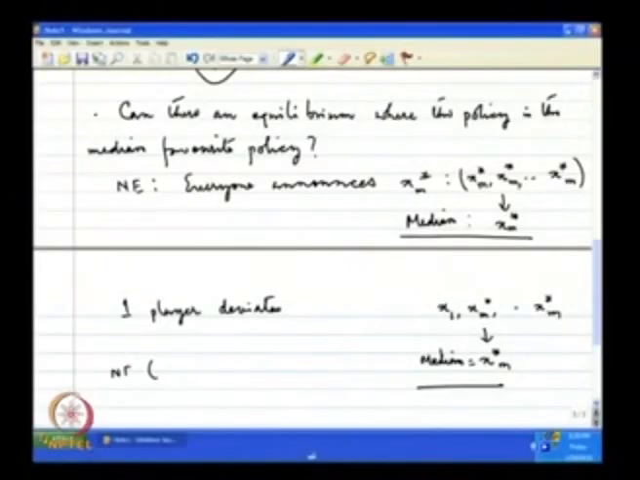One can think of other Nash equilibria also, where the policy of the community is in fact Xm star. For example, suppose everyone is announcing his or her favorite policy. So, this is X1 star, X2 star, up to Xn star. In this case also, you see the median is again Xm star, right? And no player can be better off by changing his or her policy, because as we have just seen, announcing your favorite policy is in fact the weakly dominant action. It dominates over all other actions. So, by changing my policy, I cannot be better off. So, this is again a Nash equilibrium.